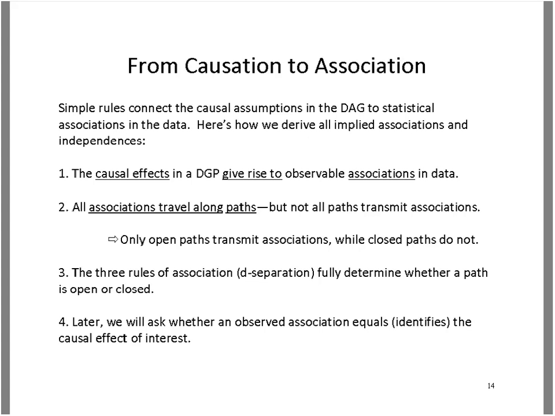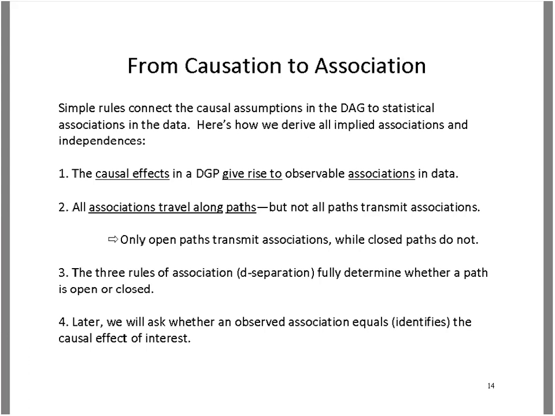First, we note that we have an axiom here that says that the causal effects in the graph give rise to observable associations in the data. So it's this first statement that does the key work of connecting our theory to what we can see in data. Second, we note that all associations travel along paths, but not all paths transmit associations. In fact, only open paths transmit associations, while closed paths do not. So what's left for us to do then is to learn the rules that help us distinguish between paths that are open or closed. Once we've done that, we can move on to identification analysis and ask whether an observed association equals or identifies the causal effect of interest.